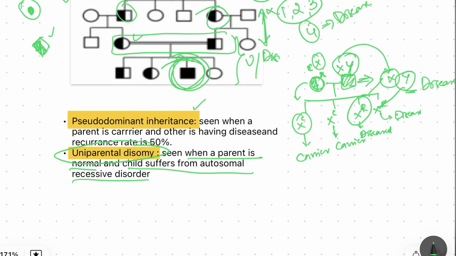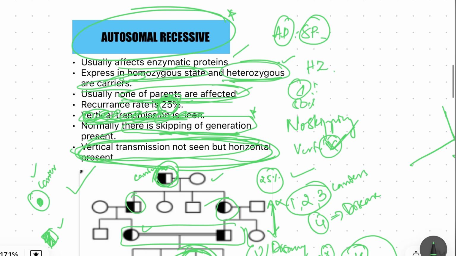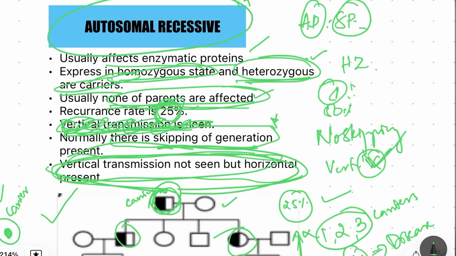Then uniparental disomy is another condition where the parent is normal and the child suffers from an autosomal recessive disorder. This is the condition. See, the parents are not actually diseased, they are carriers. We consider them normal, but the child is autosomally recessive diseased. So this condition is uniparental disomy.